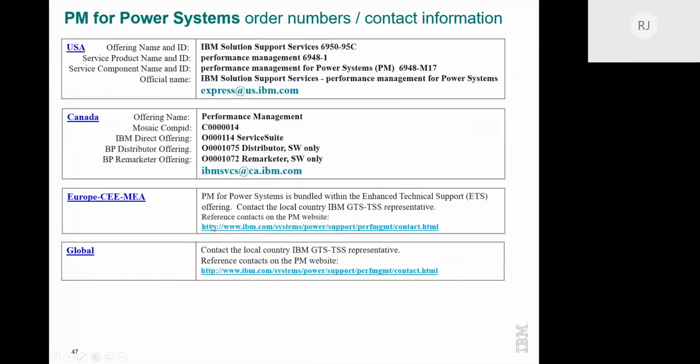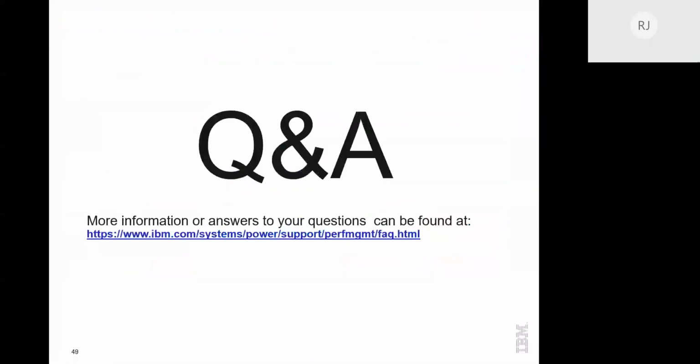Now, going forward, this is again the system number and order numbers, which are utilized for the US, Canada, EMEA, or global. That kind of information is available. Now, if you don't have questions, then I will actually go for the live demo. Joe, any questions from there?